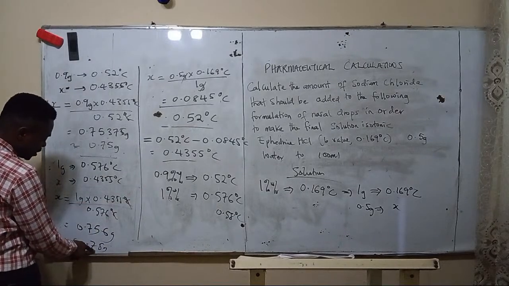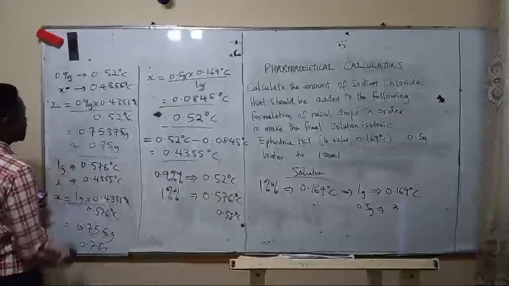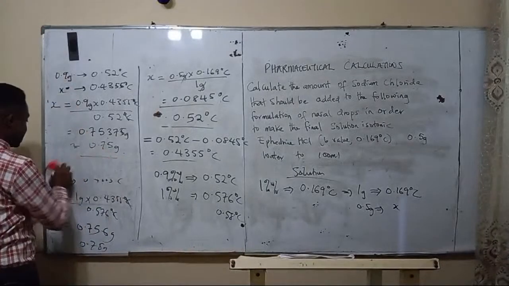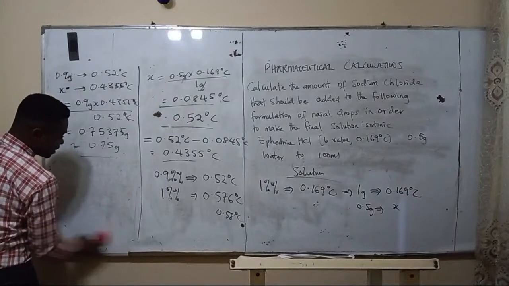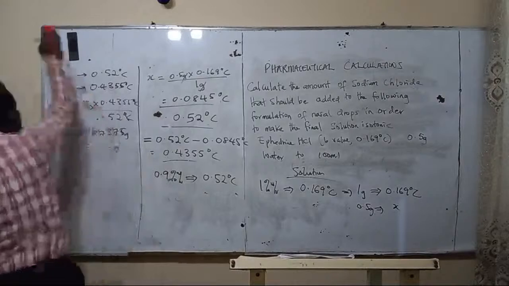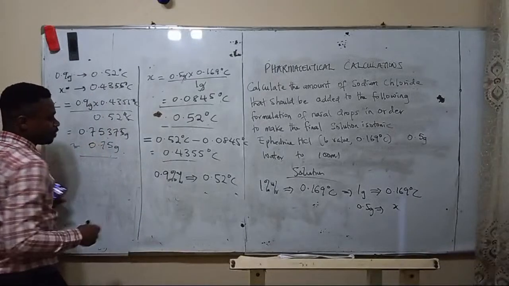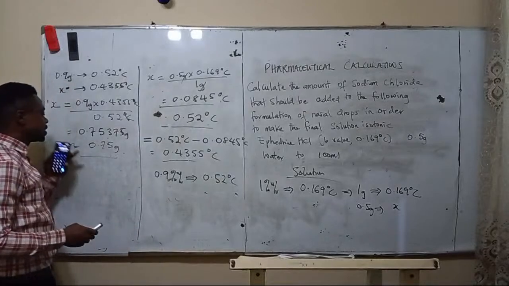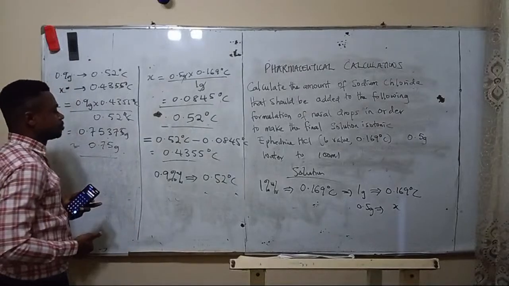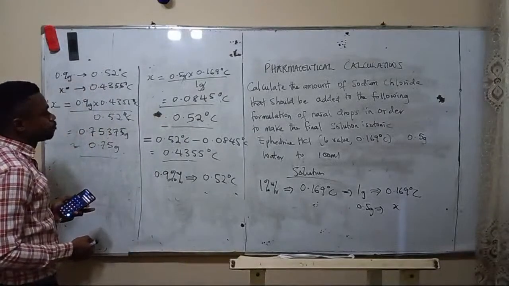0.576 gave 0.756. I'll take 0.75 gram, not 57, sorry. So now the answer is what? 0.75 gram. That's the answer to the question, 0.75 gram.